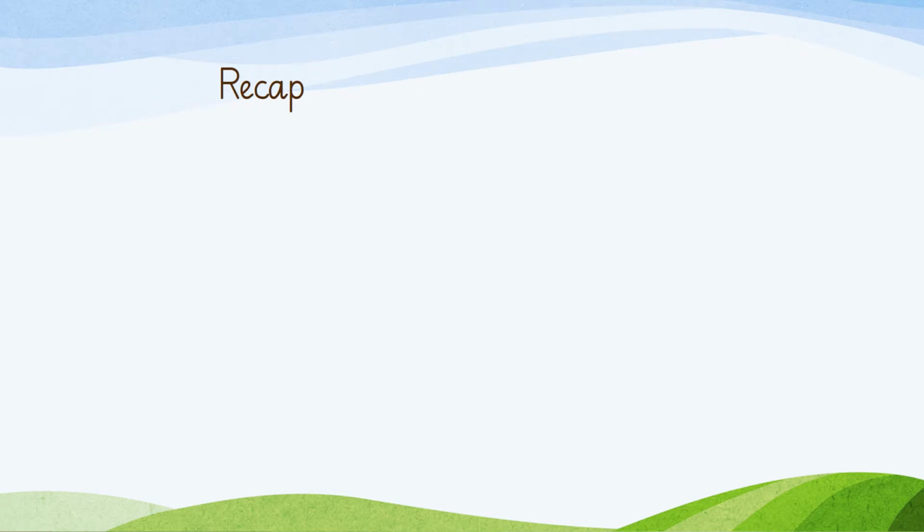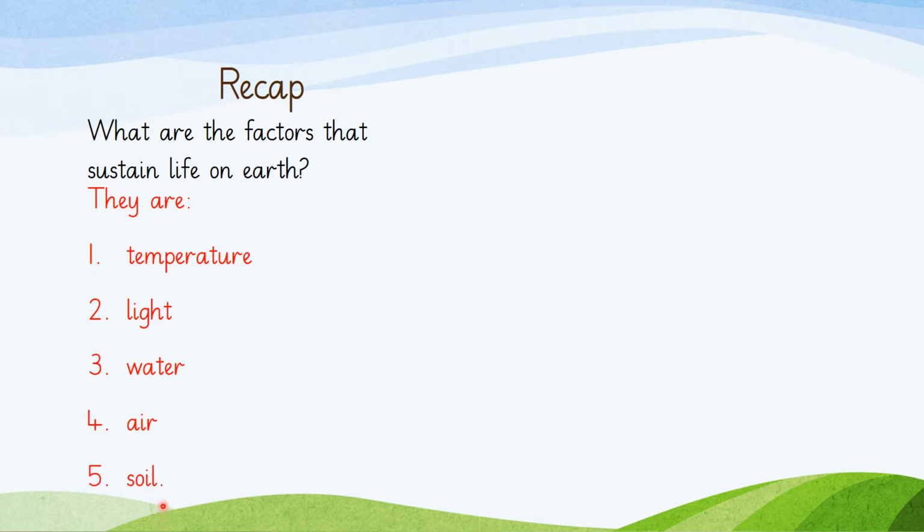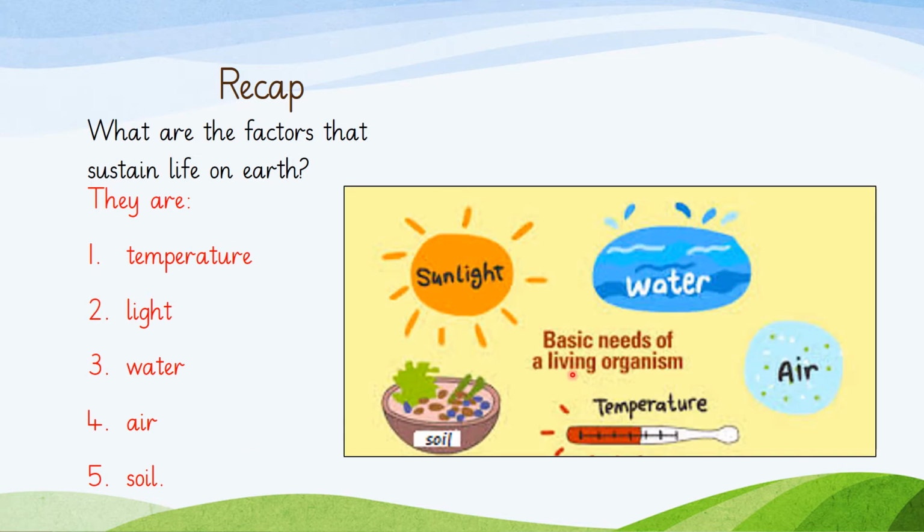So we shall start with a bit of a recap of the previous lesson. Do you remember what are the factors that sustain life on Earth? These factors are number 1, temperature, number 2, light, number 3, water, number 4, air, and number 5, soil. These are the basic needs of a living organism. So the living organisms need to live at a place where they find all of these things suitable to their bodies.